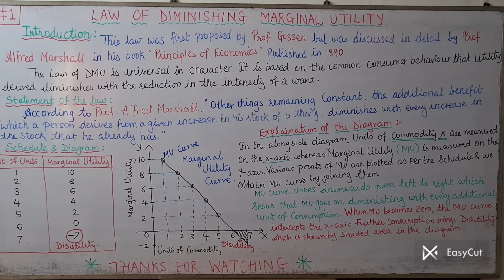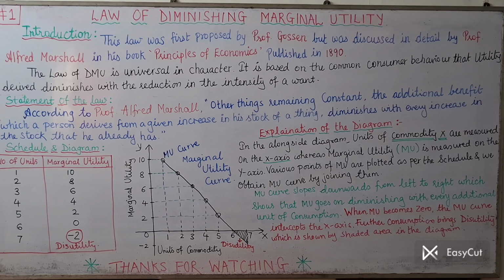By joining the points we will get a MU curve which is downward sloping. It is downward from left to right. So we are getting MU curve, and it is entering into negative also, which is shown by the shaded area, which is called disutility. Minus utility means disutility.